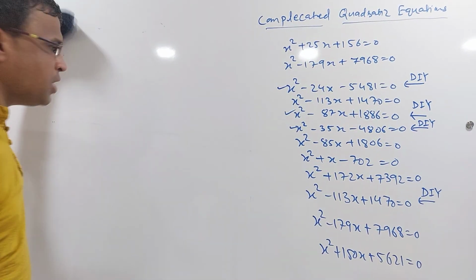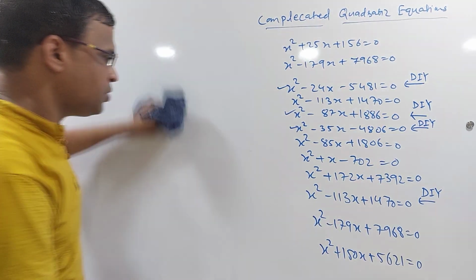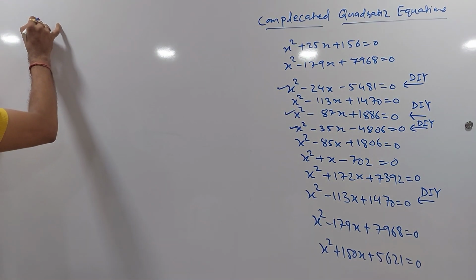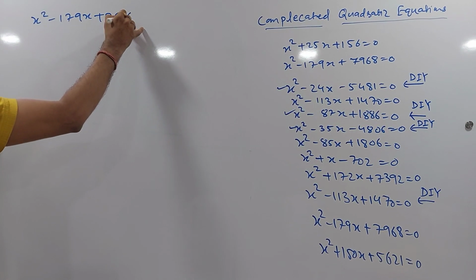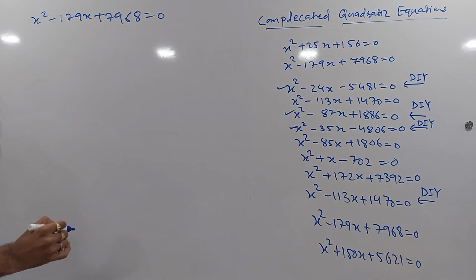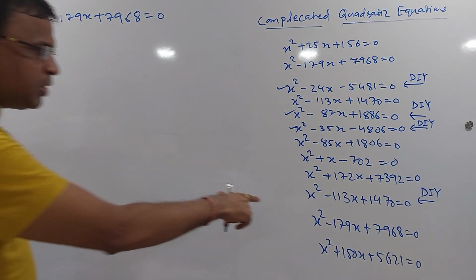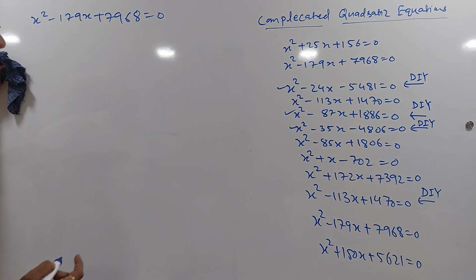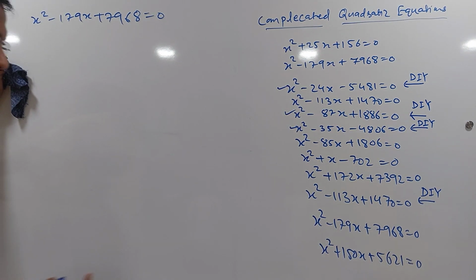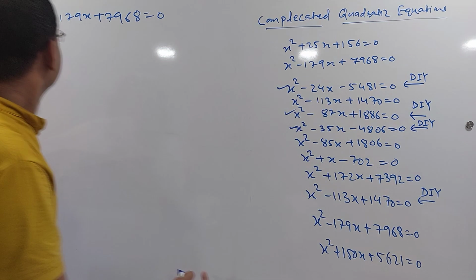Next one is the DIY. So I'll leave the last two questions. So it is x square minus 179x plus 7968. Fine. Okay, great. I think it's a repeating question. So we can just drop that question. It's a repeating question. So let me just take this one, last one.